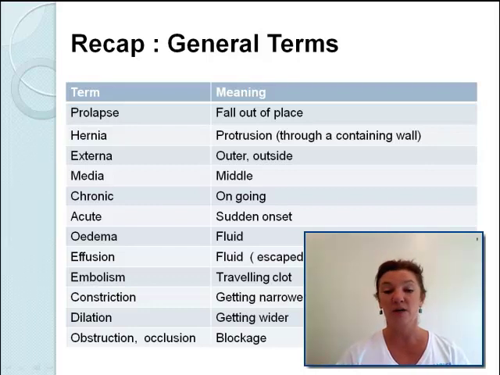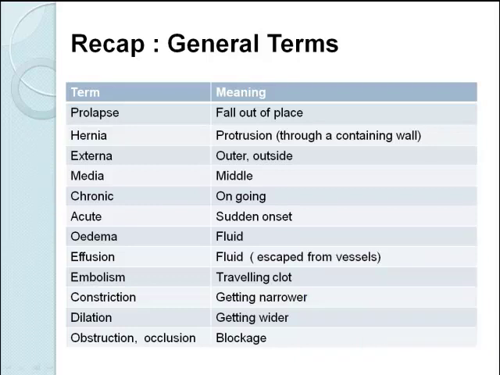Externa means outer or outside. So we could have otitis externa, inflammation of the outer ear. Media is middle. An example would be otitis media, inflammation of the middle ear. Chronic is ongoing. So I could have COPD, chronic obstructive pulmonary disease. Acute means sudden onset. So I might have an asthma attack. It might be acute, it might be sudden onset.